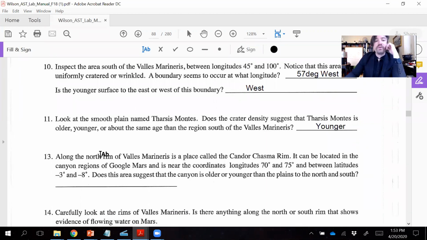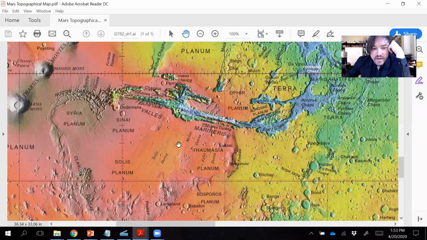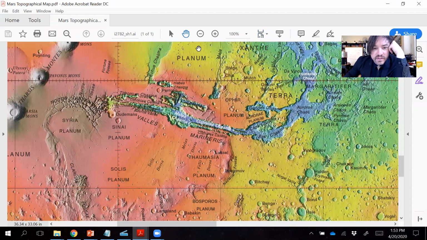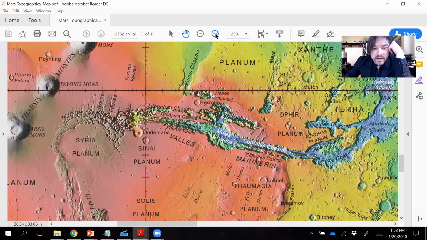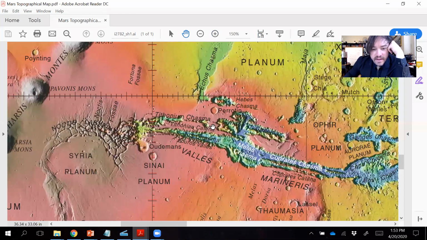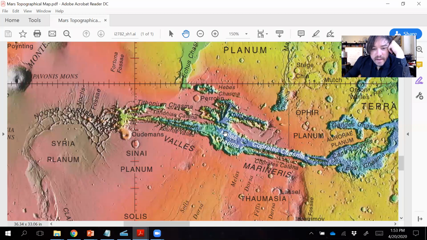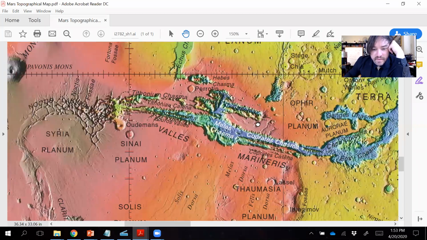Okay, along the north rim of Valles Marineris is a place called the Candor Chasm rim. Locate this Candor Chasm rim. Does the area suggest that the canyon itself is older or younger than the plains to the north and the south? Let's take a look at the canyon itself. The Candor Chasm rim that they're talking about is a little hard to see in the picture, but it's this brain-like structure at the top of the canyon.